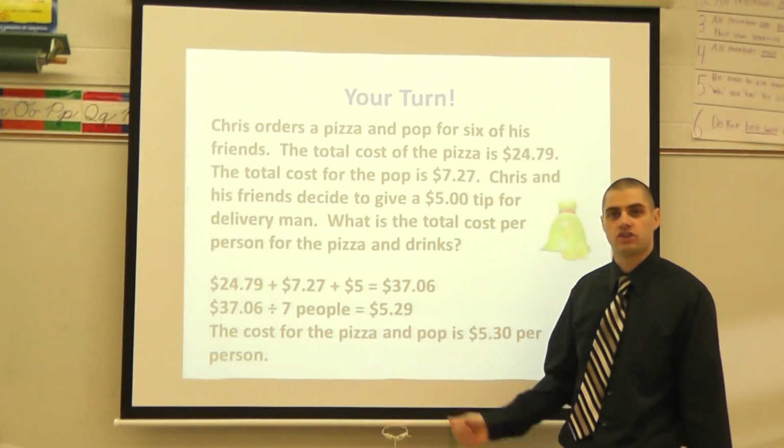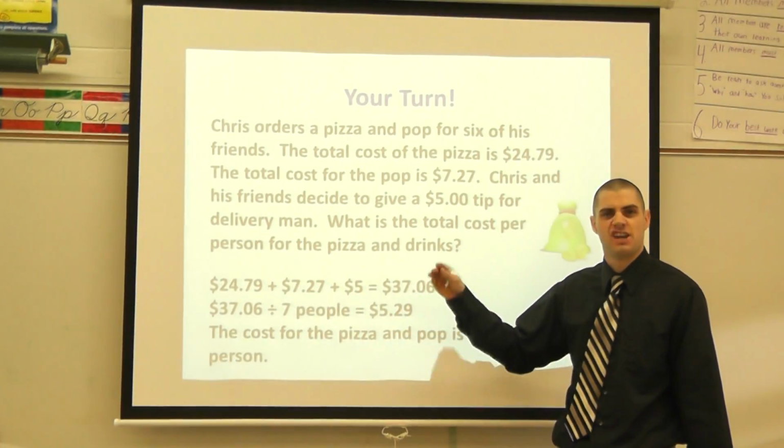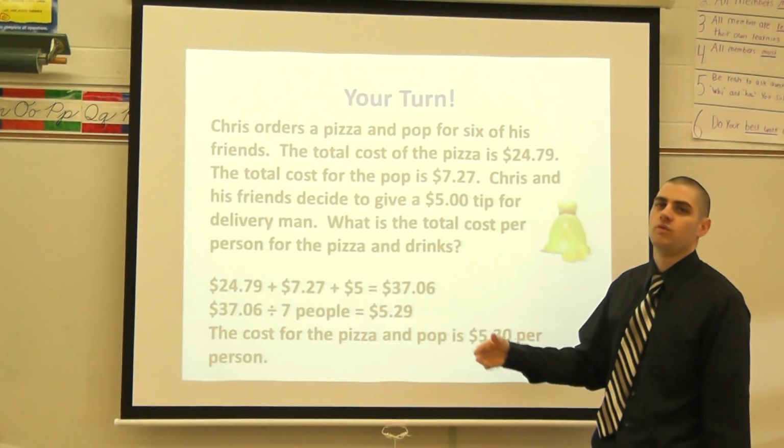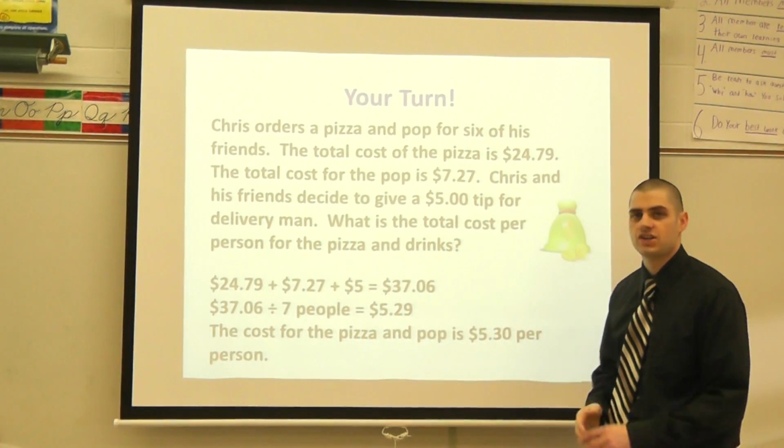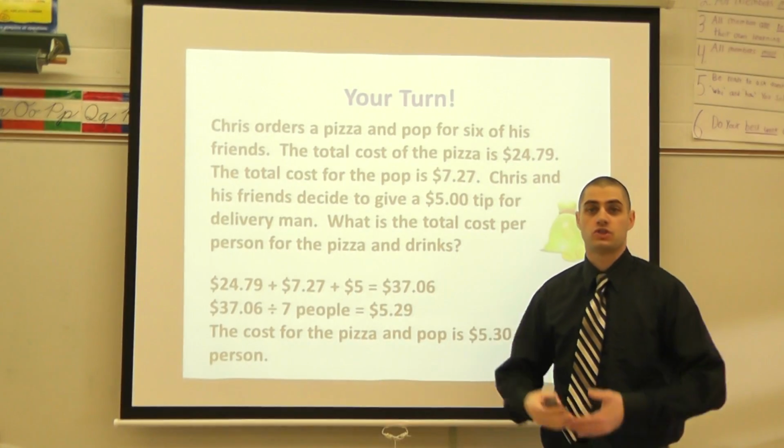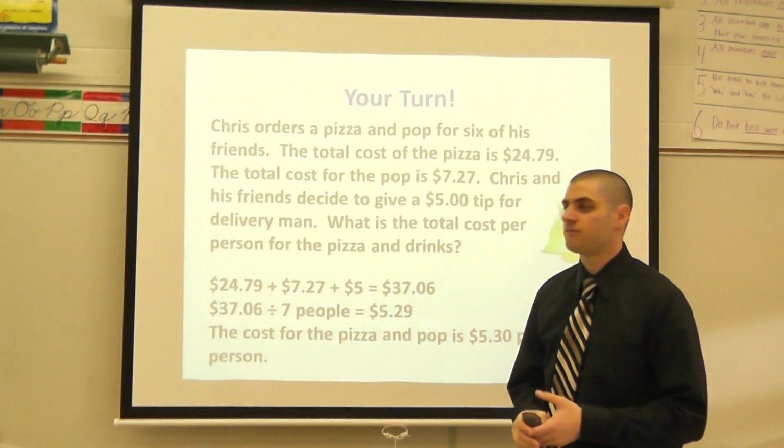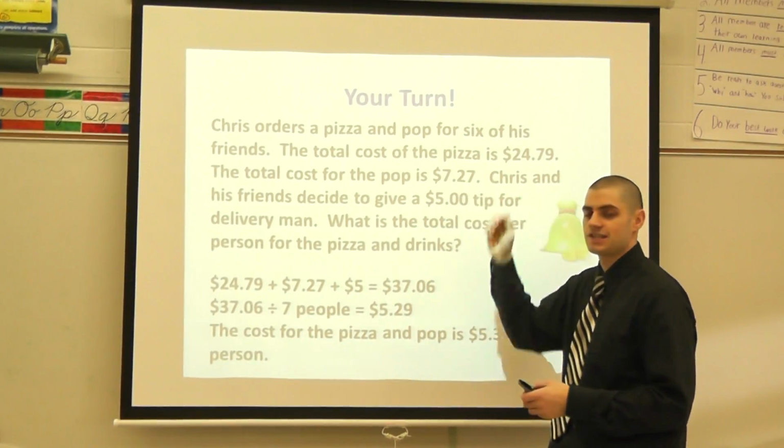And when you type that in your calculator, you may have come up with 5.29, and you might have had a couple other decimals in there. We just rounded it up. I rounded up to $5.30 per person. So if we were going to have this party, it's very easy for us to figure out how much money it's going to cost each person.